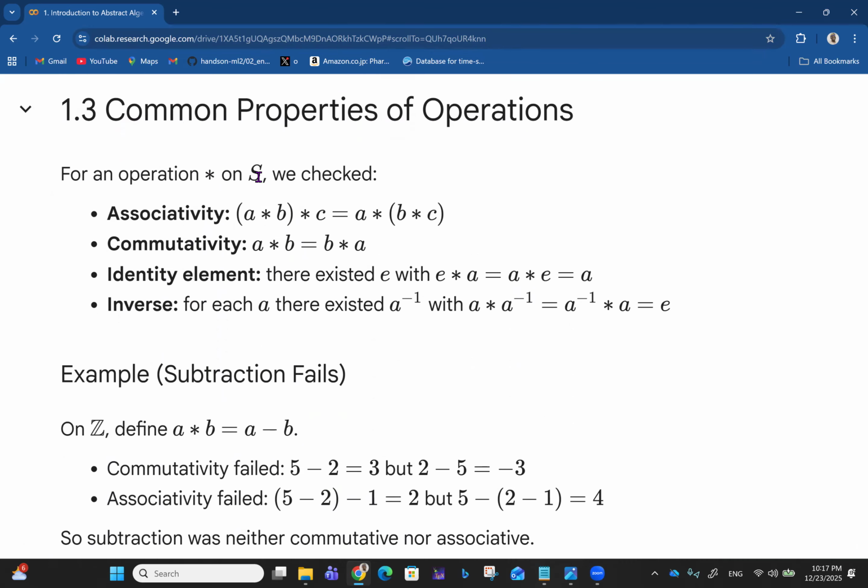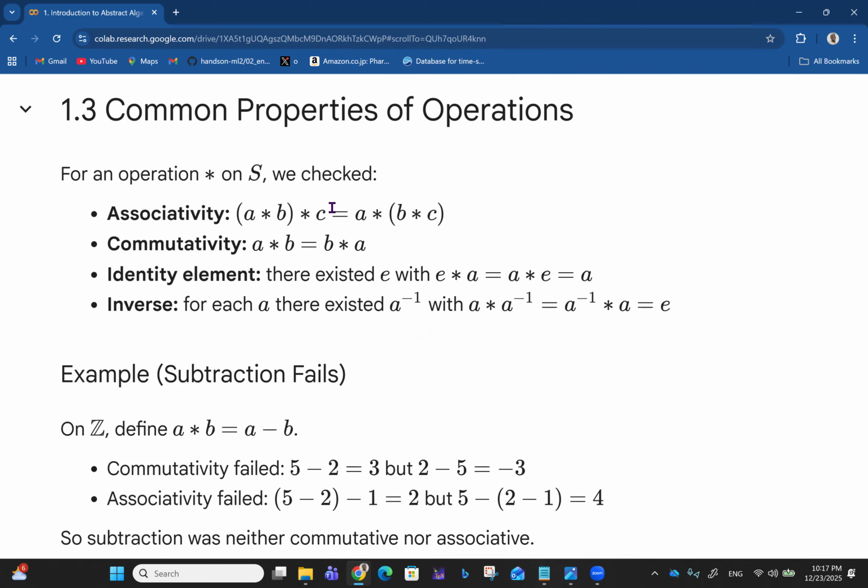For an operation star on S, we check associativity, which is A star B star C. That means whether you do A star B first or B star C first, as far as A, B, and C are all involved, whatever you do first doesn't matter. You get the same result. We are going to see all of these things as we move on. Then there's commutativity, A star B, B star A.